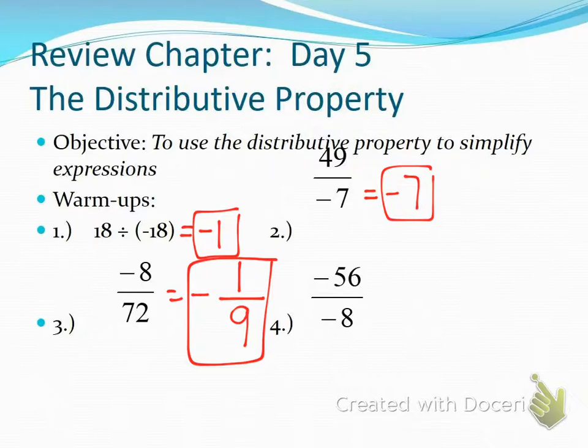On number 4, -56 divided by -8, a +7. So remember your rules for signs when we are dividing. If they have the same sign, your answer comes out positive. But if you have two different signs, then your answer is negative.